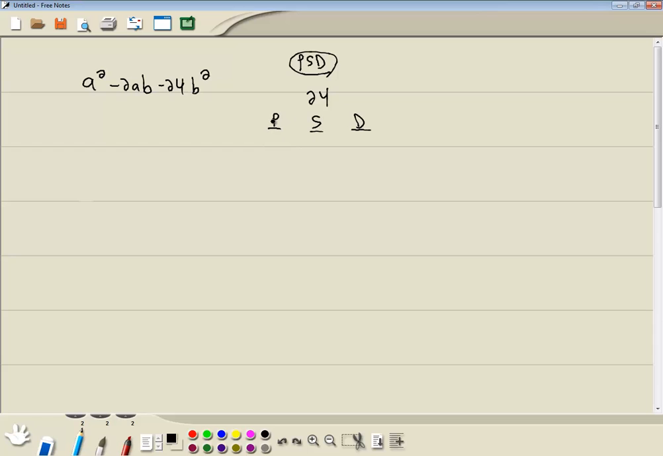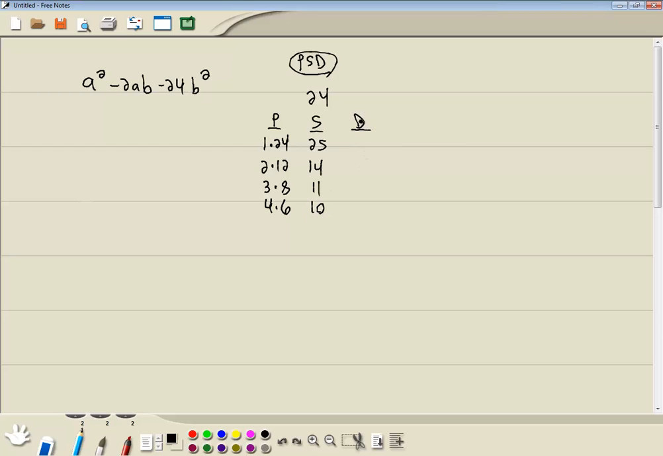We have the P column, our products. All the products give us 24. We got 1 times 24, 2 times 12, 3 times 8, 4 times 6. The S column, S for sum. We want to add these together. 1 plus 24 is 25. 2 plus 12 is 14. 3 plus 8 is 11. 4 plus 6 is 10.